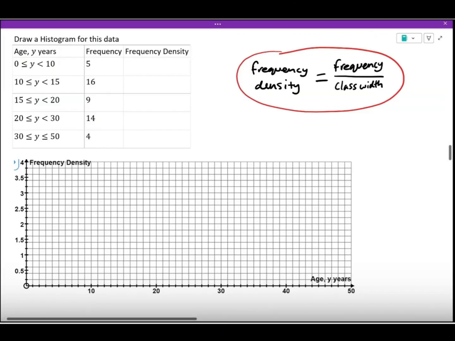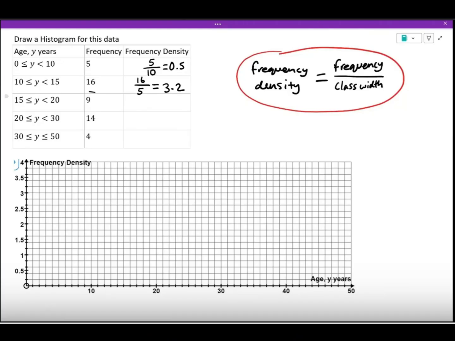Now let's make use of the formula to calculate our frequency densities. For our first class, 0 to 10, our frequency is 5, and we divide that by our class width, the difference between 0 and 10, which is 10. So 5 divided by 10 is 0.5. For our next class, our frequency is 16, and we divide by the difference between 10 and 15, which is 5. So 16 over 5 is 3.2.